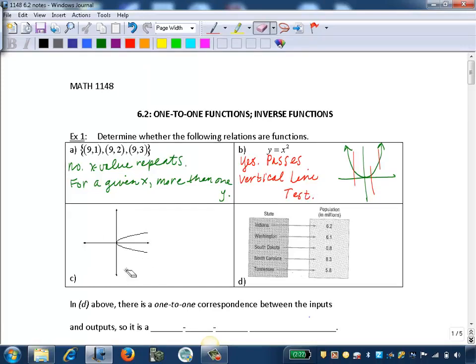Okay, in part C, we're just given a graph, which we can see in this case is actually a parabola opening to the right. So if we use our vertical line test here, we can see we're going to hit this graph twice. So we know that this is not a function, so no, because it fails the vertical line test.